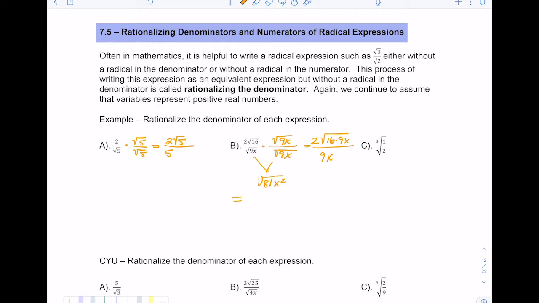In the numerator, we know that the square root of 16 is 4, so I'm going to put that 4 out there with the 2. And I know the square root of 9 is 3, so I'm going to put that out there with the 2 and the 4. And we can't take the square root of x, so we would just leave that inside the radical. And then all I need to do is multiply 2 times 4 times 3, which gives us 24, and then times the square root of x over 9x. And remember, you can't cancel the x's out because this is not x, it's the square root of x. So they're not the same variable.